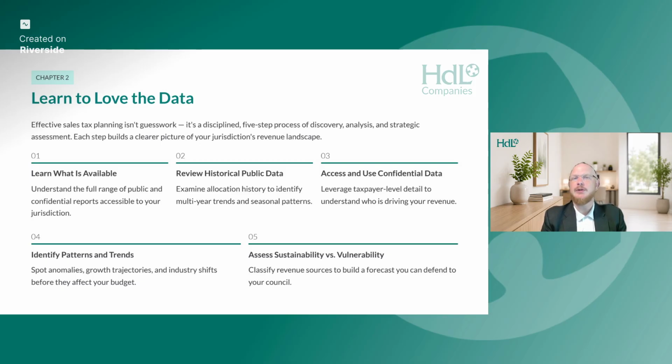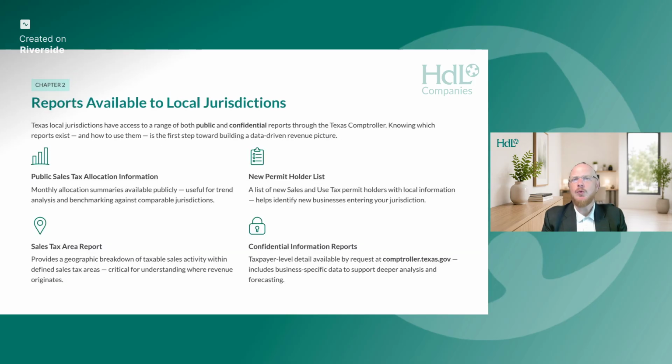That's when we really start to be able to get into the granular taxpayer level detail and identifying trends and patterns so that ultimately we can come back and assess sustainability and vulnerability so that we get into a comfortable budget position. What reports are available to you as a local jurisdiction in Texas? Well, there is quite a bit of public information out there. So we'll look here in a moment at public sales tax allocation details, what those look like. Other sources of data that are meaningful for local jurisdictions include new permit holder lists.